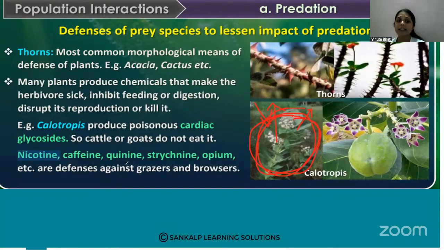Nicotine, caffeine, quinine, strychnine, opium: these are all chemicals developed in the plant body as a defense mechanism against insects or other predators. Okay, so we can see the thorns in plants. That is a morphological development, which is a defense mechanism that impacts predation.